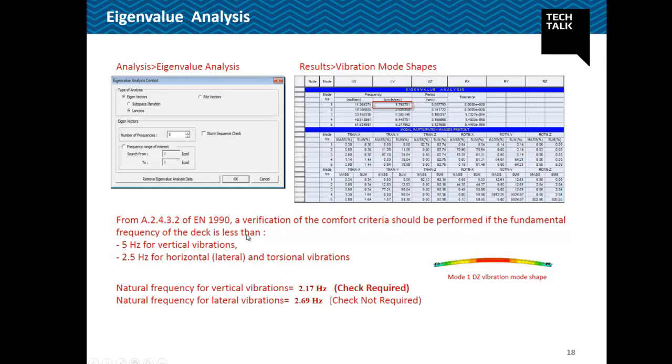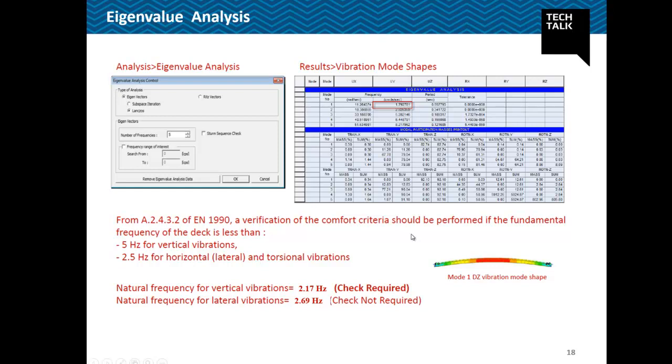Yeah, so as we have seen, the major frequency in the z direction was 2.1695, so a check is required. In the transverse direction, the y direction, I was getting a frequency of around 2.6 hertz, so it is greater than 2.5 hertz. So in the horizontal direction, I don't need to perform the comfort criteria check. Okay, so we need to perform a comfort criteria check in the z direction.